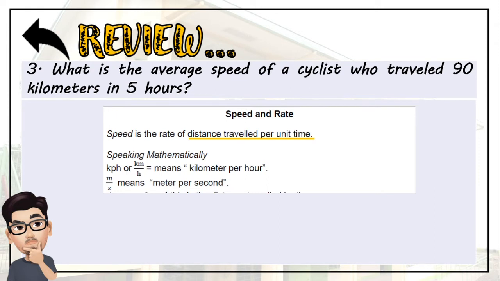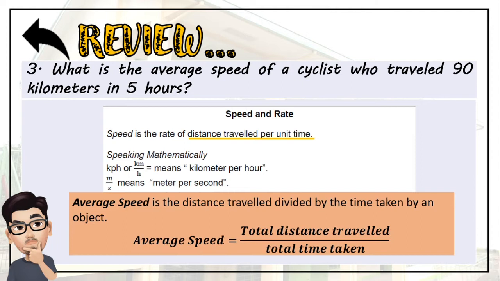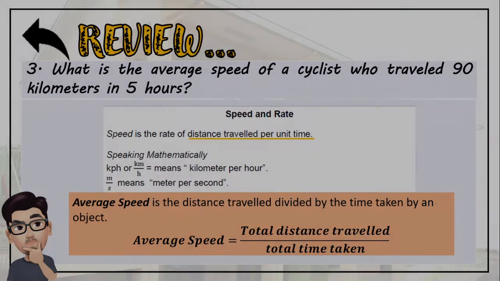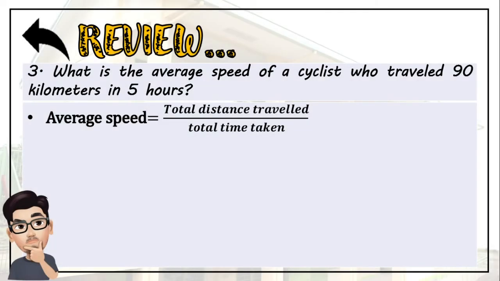So from our word problem, the distance traveled is 90 kilometers and the time is 5 hours. We just need to downsize it to unit time or unit hours, which will lead us to the formula. Average speed is the distance traveled divided by the time taken by an object. Okay, take note of this. Average speed is equal to the total distance traveled over the total time taken.